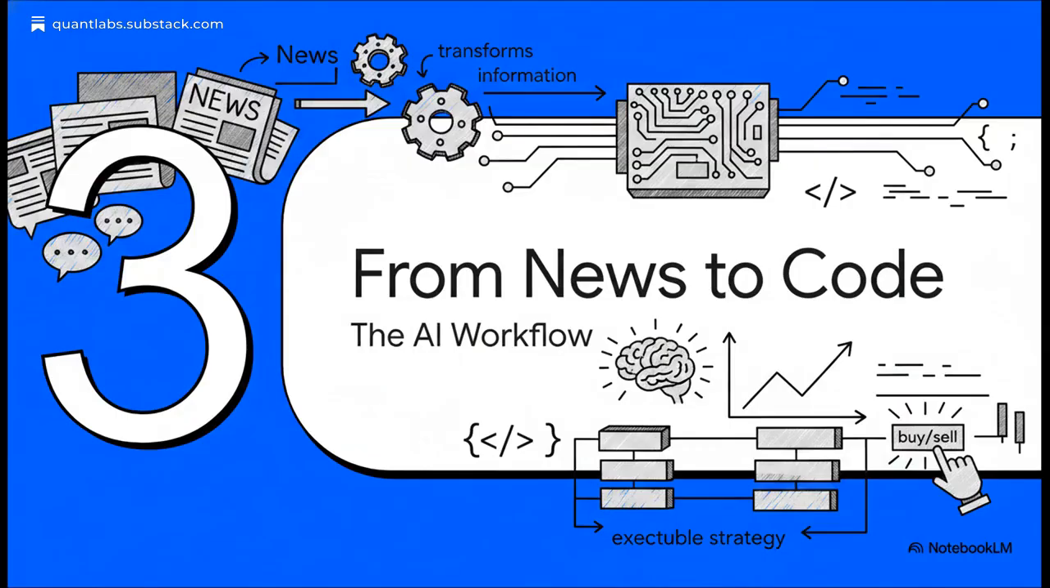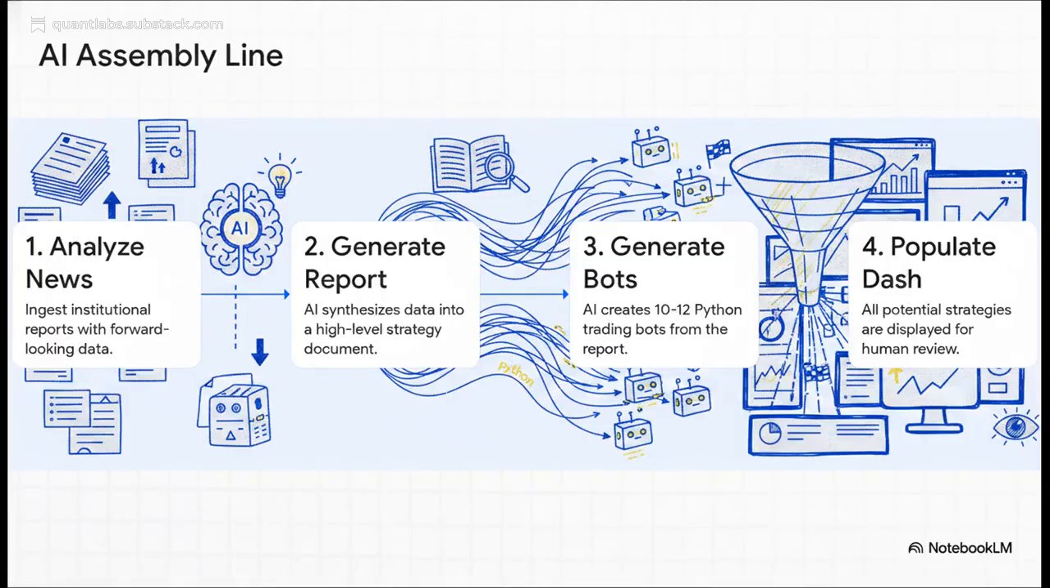So how does this whole thing work in practice? Let's get into Section 3, from news to code. We're going to lift the hood and look at the actual pipeline that turns a piece of information into a strategy that can execute trades. Okay, think of this like a little automated assembly line. Step 1, you feed it the raw materials, the institutional news reports, the stuff with hard numbers and future-looking data. The AI then digests all of it and spits out a high-level trading report, kind of a strategic summary.